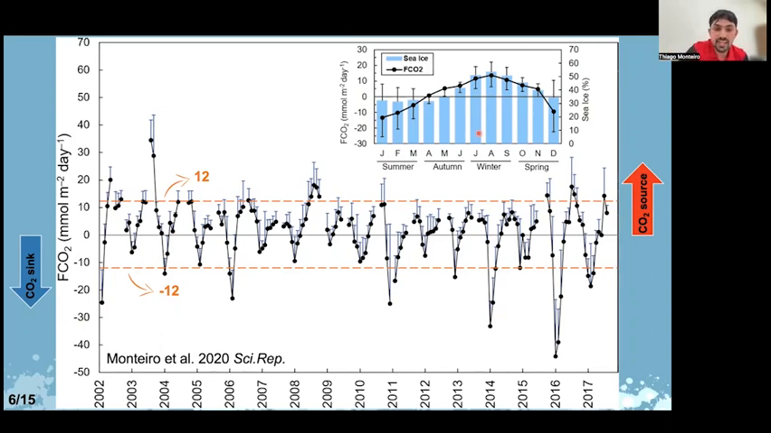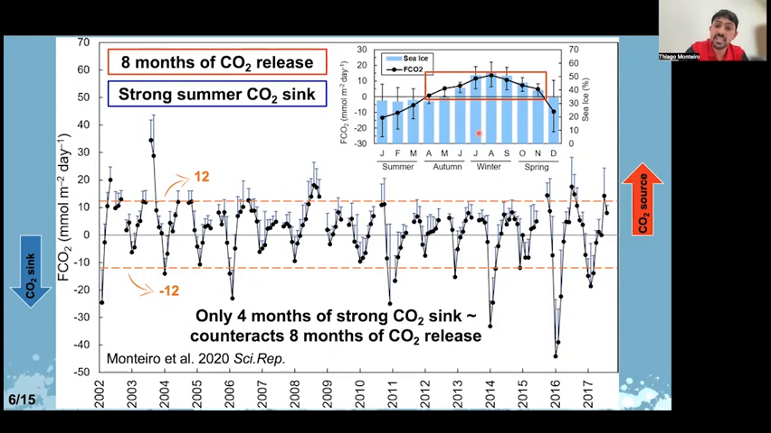And what we identified here was that during most of the year, for 8 months of the year actually, the region released CO2 from the sea surface to the atmosphere. And during only 4 months, from December to March, the region takes up CO2 from the atmosphere. But the amount of CO2 released during the 8 months is quite similar to the amount of CO2 taken up in only 4 months. And this is very important because this reveals the sensitivity of this region to CO2 flux variability and climate change, for example.